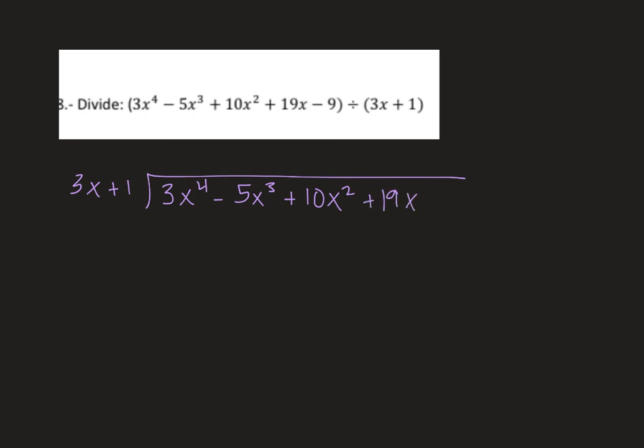Okay, question, I believe 18, it got cut off on the picture there, tells us to do long division. So I'm going to set up my long division, 3x plus 1, and then we have 3x to the fourth minus 5x cubed plus 10x squared. I'm just double checking that there's no skipped variables, and there's not, so there we go. If there is a skipped variable, make sure you write 0 as a placeholder.